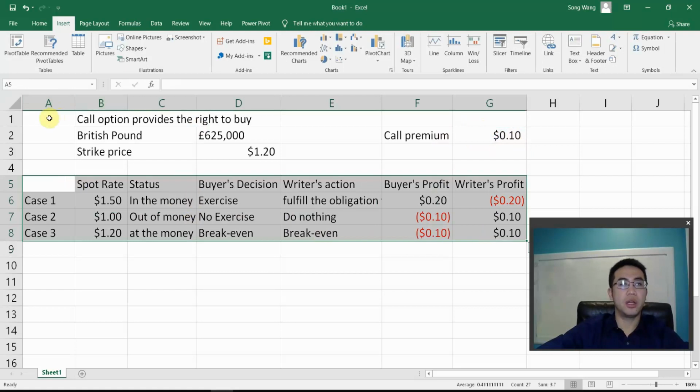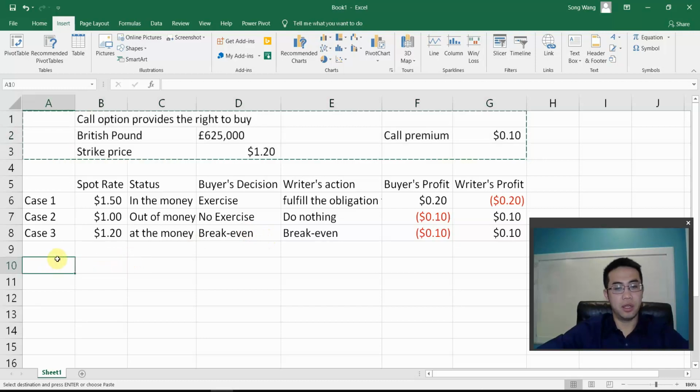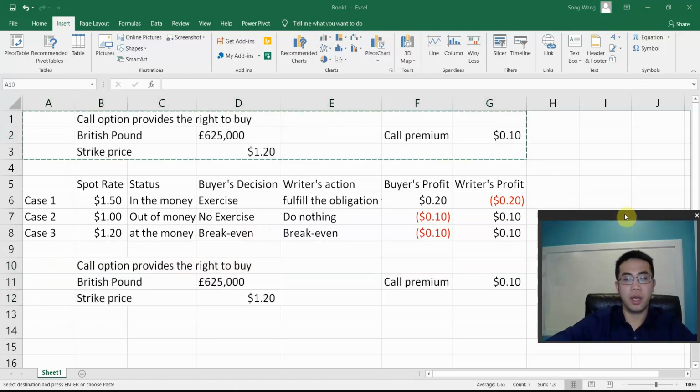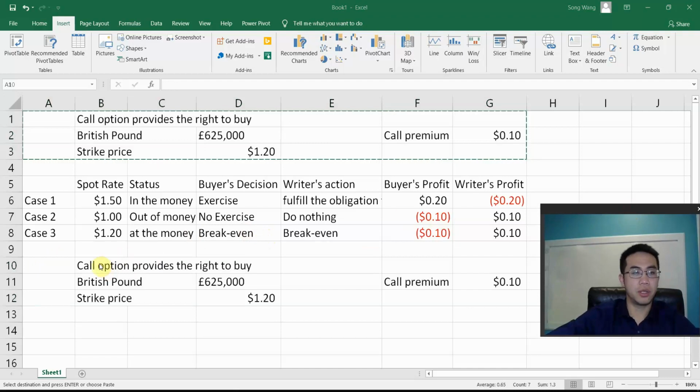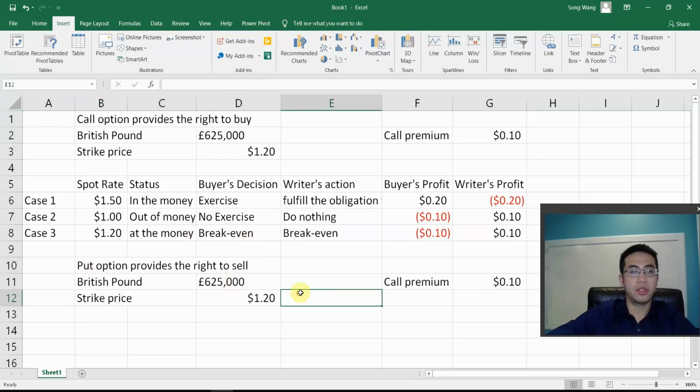And now let's work on a put option. So let me just copy paste the whole thing, and I will let you make a contrast between call option and put option. So for put option, a put option provides the right to sell at a specified price. Still, we have the same term, same option contract, and same size.